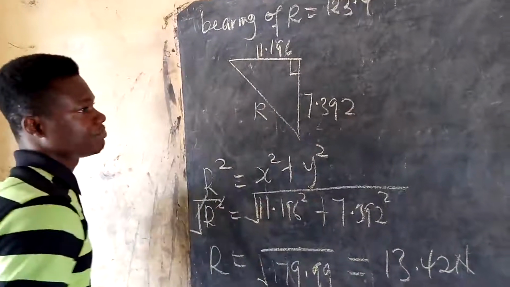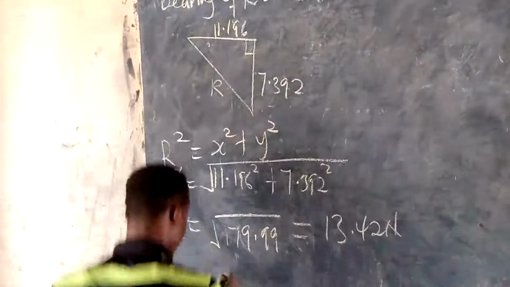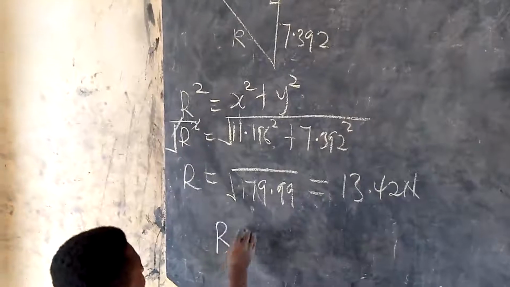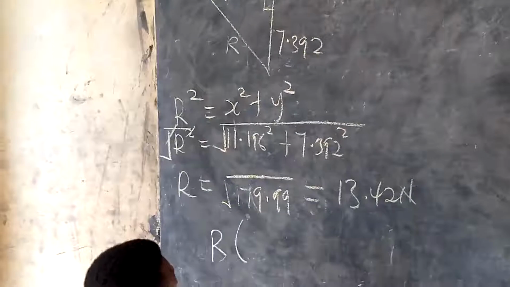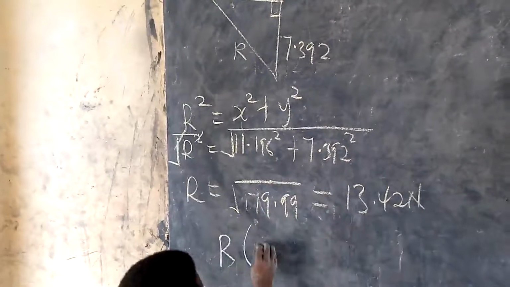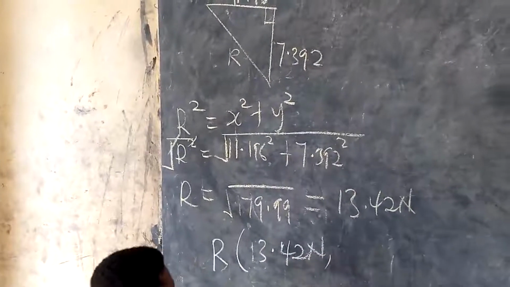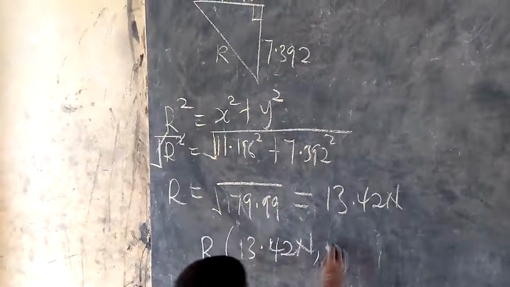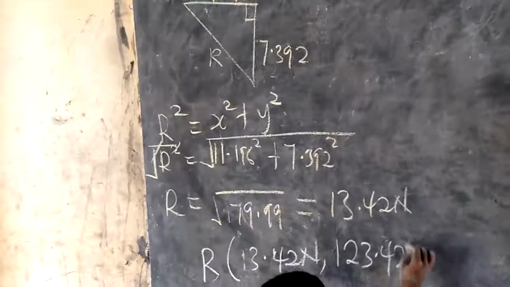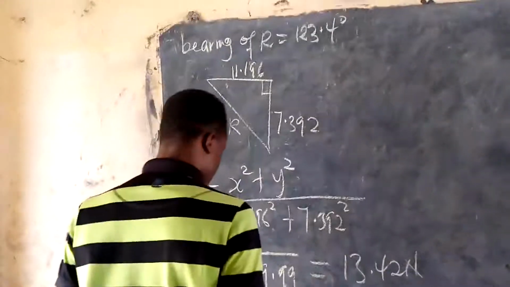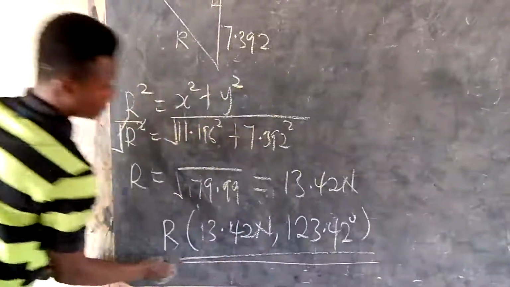So if you want to write the resultant in direction form, we have the arrow being the resultant, then the magnitude, which is 13.42 N, and then the angle it made, which is 123.4 degrees. So this is how this question can be solved.